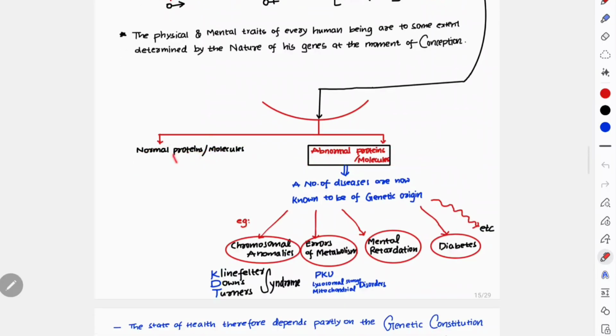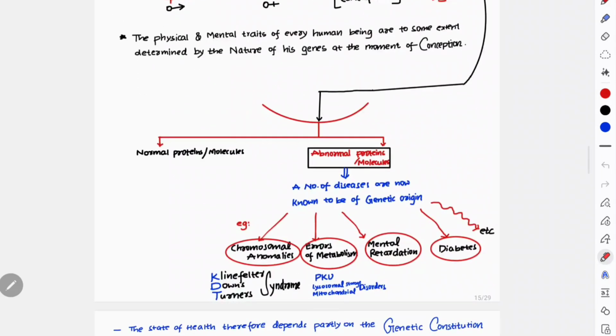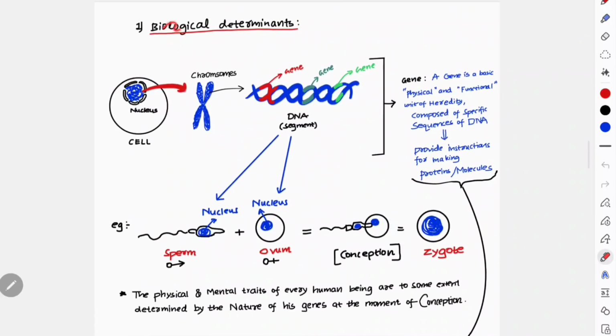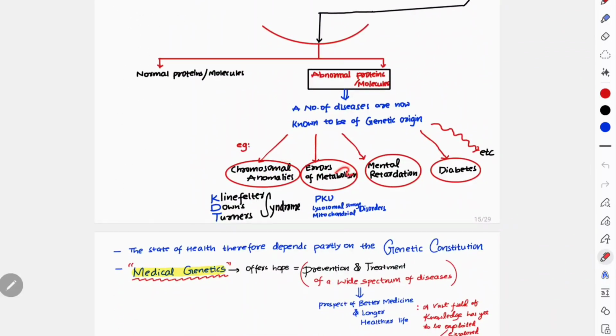If a normal protein molecule is formed, then the baby born is a healthy baby without any defects or malformation. If the father or mother has defective genes and those are expressed, they can form an abnormal protein or molecule, which can lead to an abnormal trait or malformation or defects. So a number of diseases are now known to be of genetic origin. That is the concept that these biological determinants play a key role. Examples are chromosome anomalies like Klinefelter syndrome, Down syndrome, and Turner syndrome, or errors of metabolism like PKU, phenylketonuria, or lysosomal storage disorders, mitochondrial disorders, mental retardation, diabetes, etc.